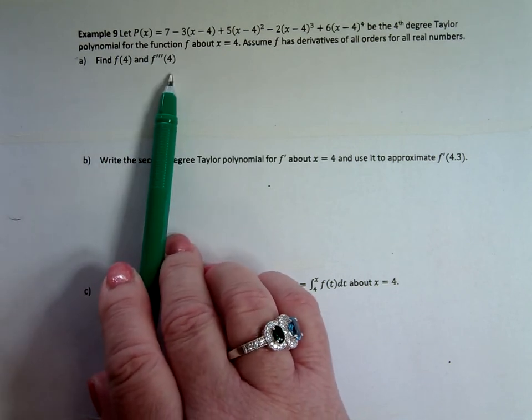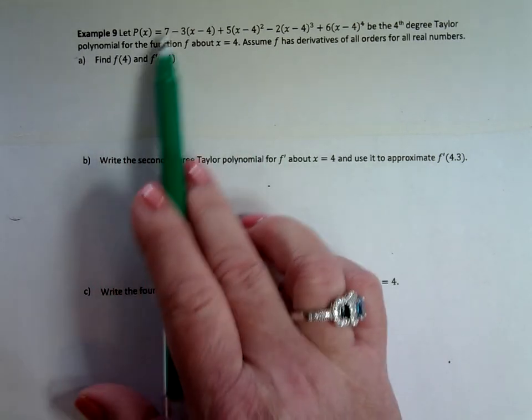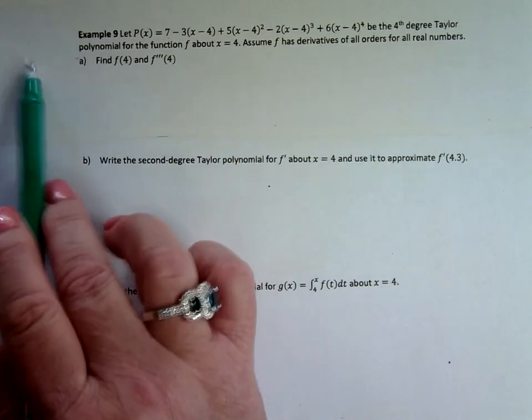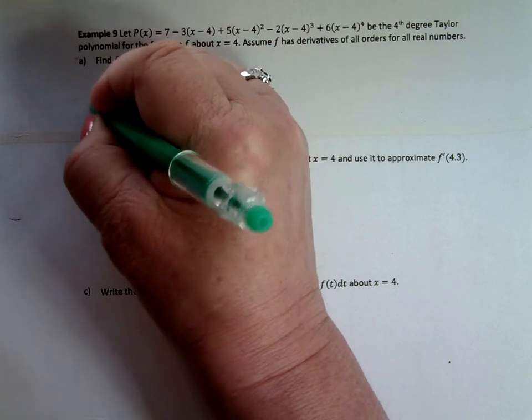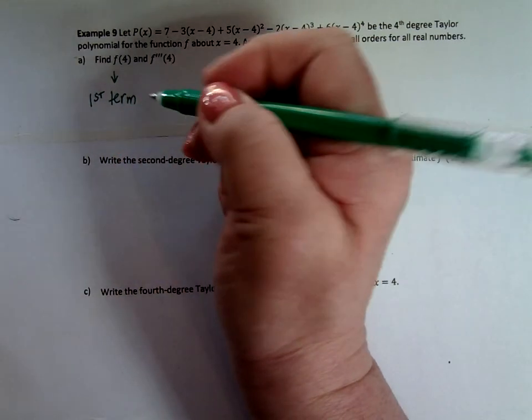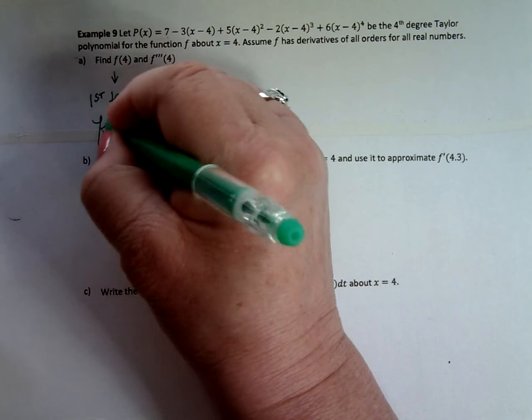All right, so f of 4 is whatever the first term is. Remember when we did all of our derivative things, that was the first one. So I know that f of 4 is the first term, and the first term was 7. So I'm going to say f of 4 equals 7.